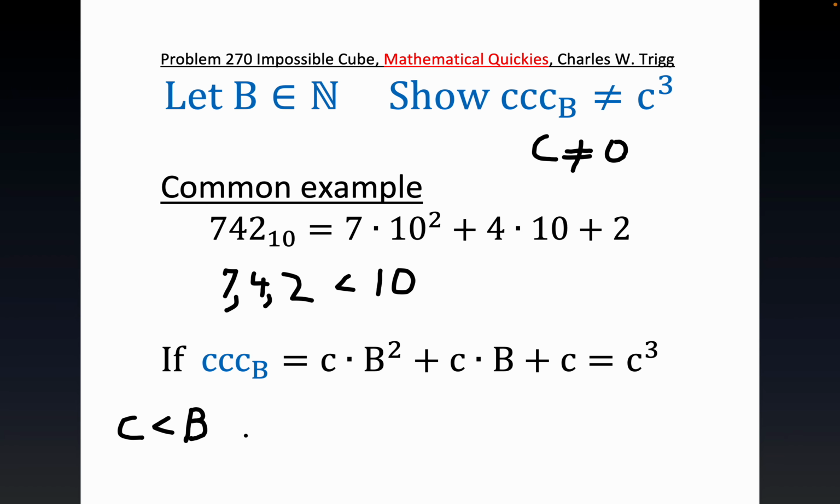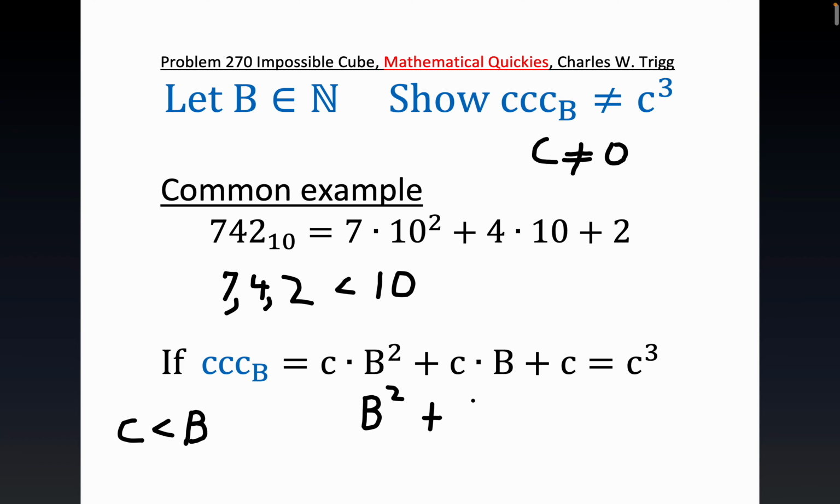Now, a natural thing to do right here is just to divide through by c. And this would become b squared plus b plus 1. And if we divide c cubed by c, we certainly get c squared, right? Now we can see the result follows almost immediately here.